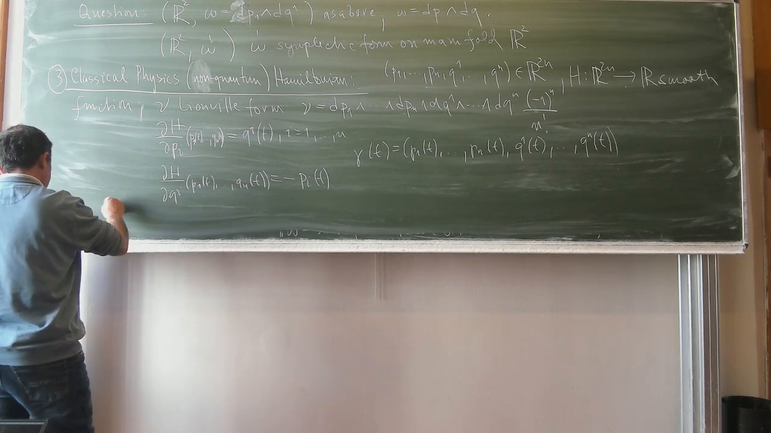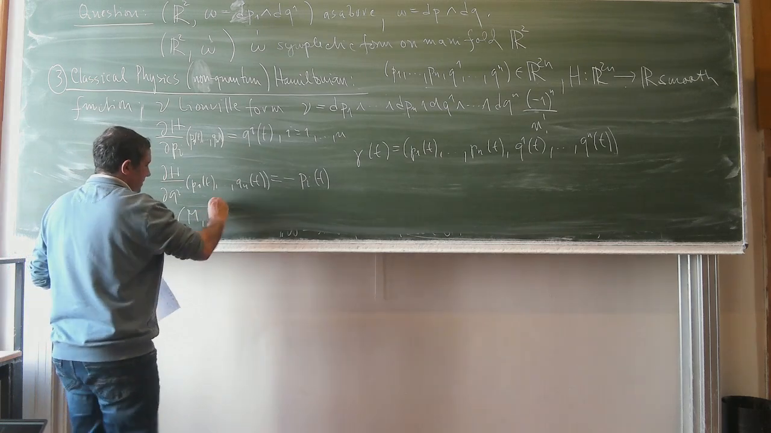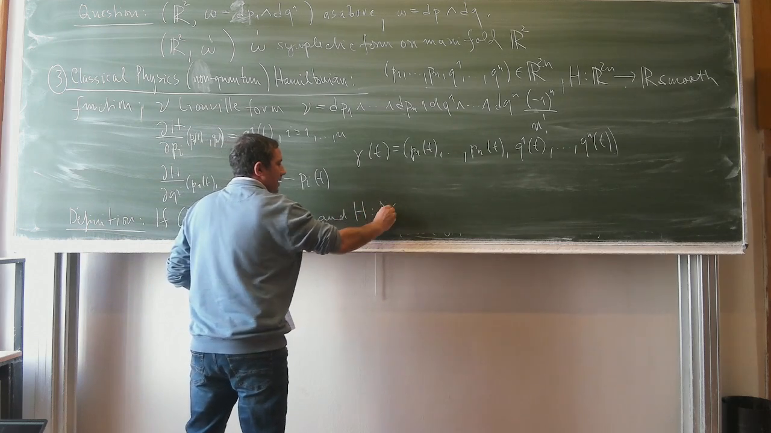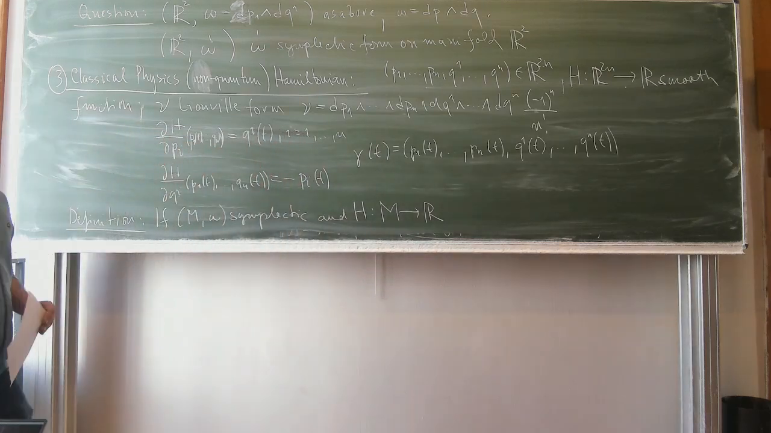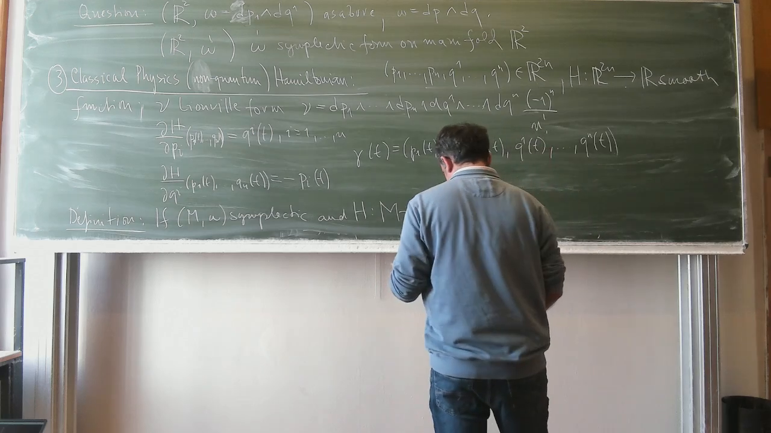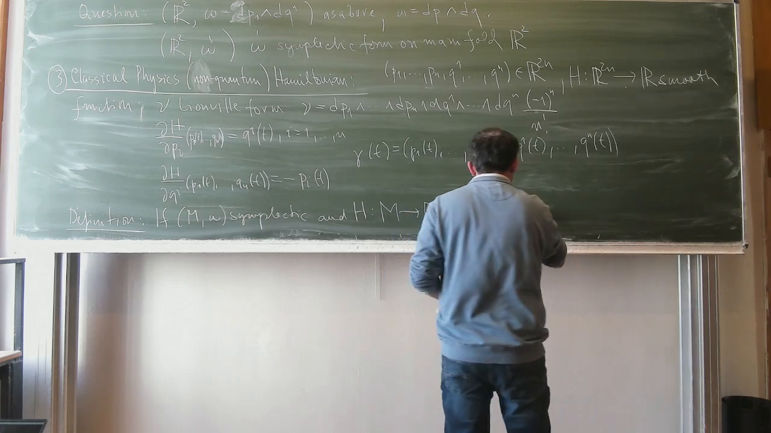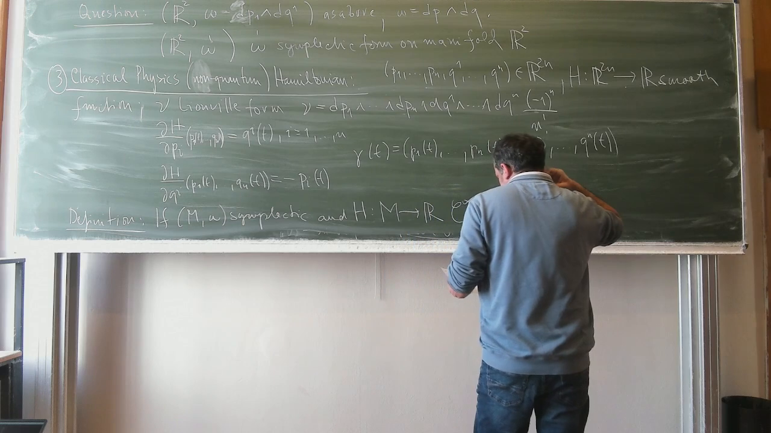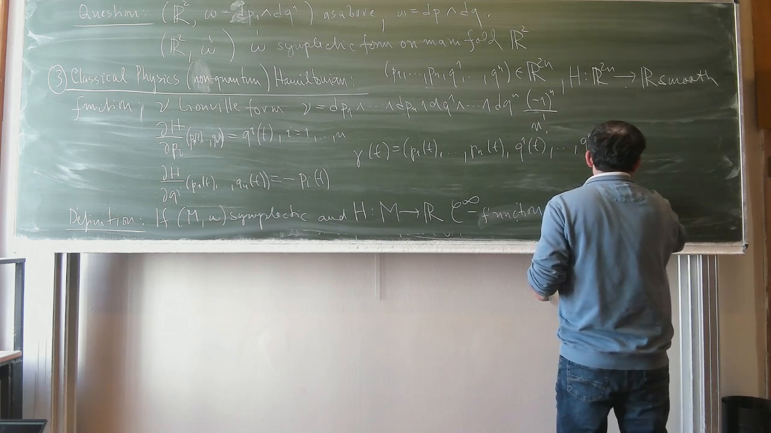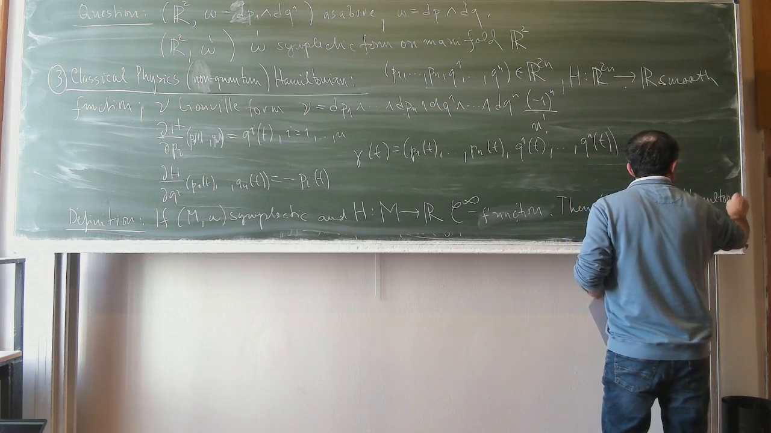Definition, for physicists and for those who would like to learn it: if (M, omega) is symplectic and H is a smooth function on the smooth manifold, then (M, omega, H) is a Hamiltonian system. Just this.